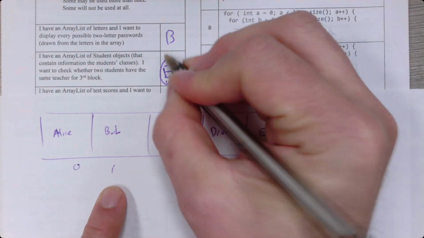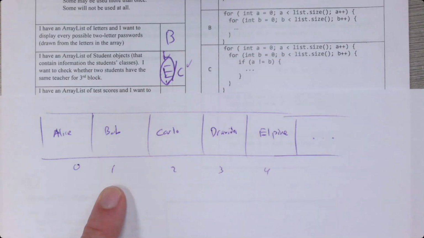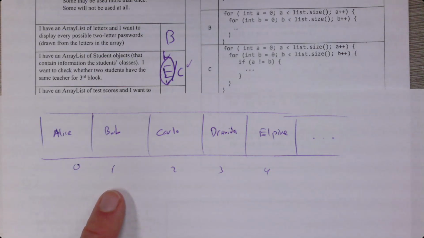So I think E is the best answer. C works, but it has a lot of repeated computations. And depending on your application, that might be very slow.